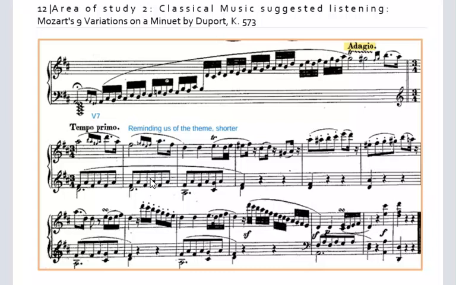And I want you to really go through everything in your score that makes it classical, and know how I can change a theme to make variations.